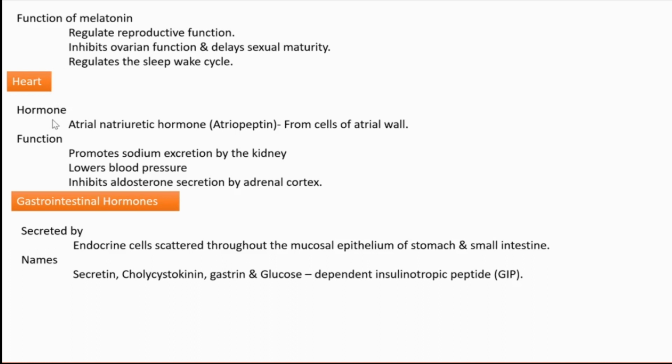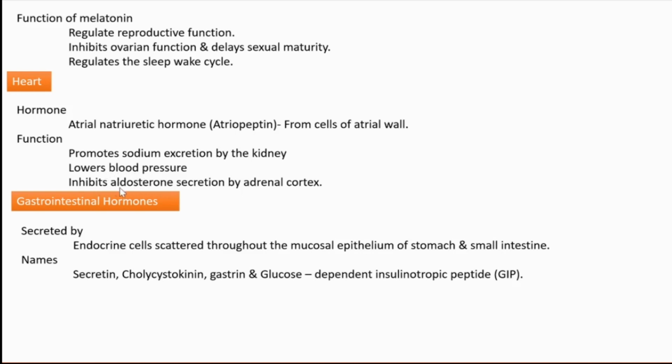Then next is the heart. Sometimes the heart also functions like a gland. Regarding the hormone secreted, we have learned in excretory physiology. The hormone is atrial natriuretic hormone from the atrial wall of the heart. Atrial means auricle. From the auricle wall cells, this hormone is secreted. Atriopeptin, otherwise called. Function: promotes sodium excretion. As sodium is excreted, the blood pressure will certainly reduce. It lowers blood pressure because so much salt is being lost, excreted by the kidney from our body.